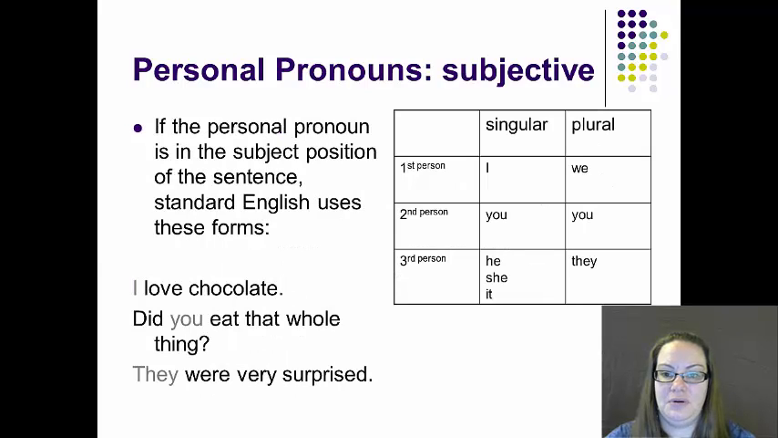Let's take a look at the pronoun paradigm in English. Okay, if the personal pronoun is in subject position, so the subject of the sentence, then we use these forms. Here are some examples. I love chocolate. Did you eat that whole thing? They were very surprised. So this is when it's in subjective case or in subject position.